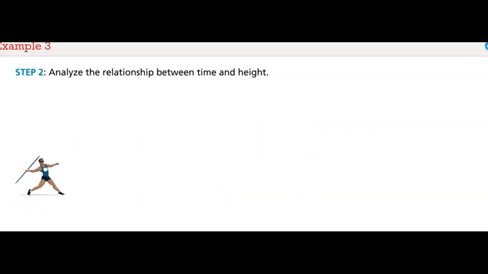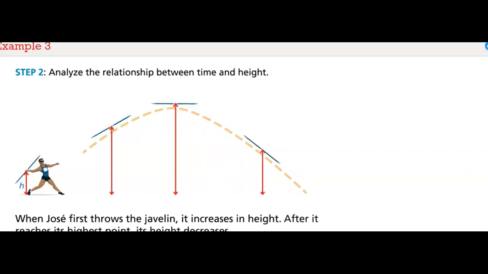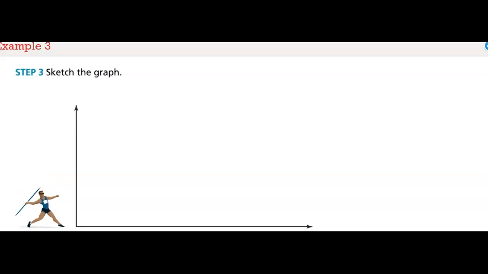The second step is to analyze the relationship between time and height, the two variables. When Jose first throws the javelin, it increases in height. After it reaches its highest point, its height decreases until it hits the ground. Now we're ready to sketch the graph. Label the axes of the graph H for height and T for time.